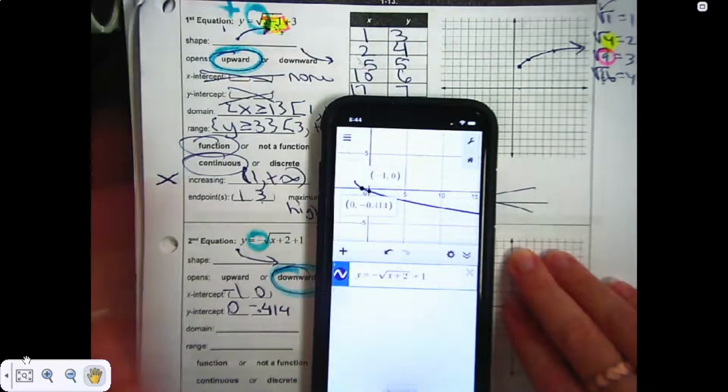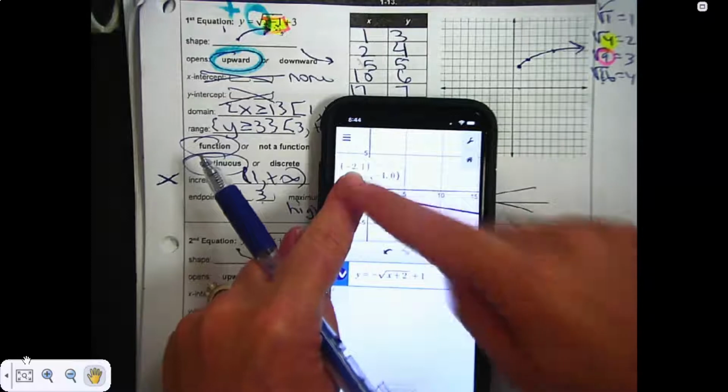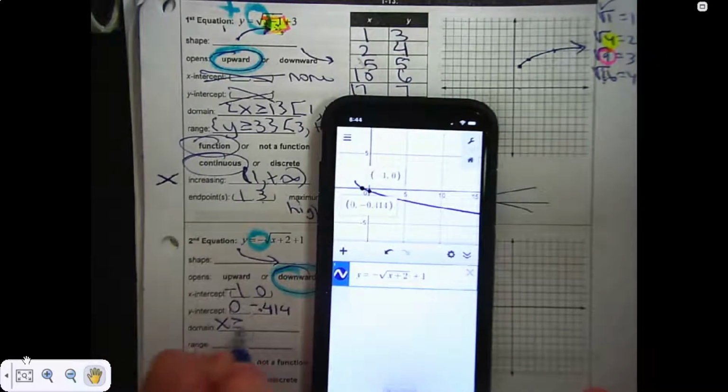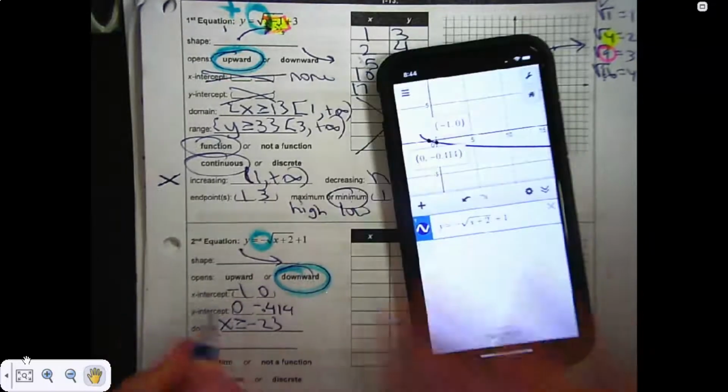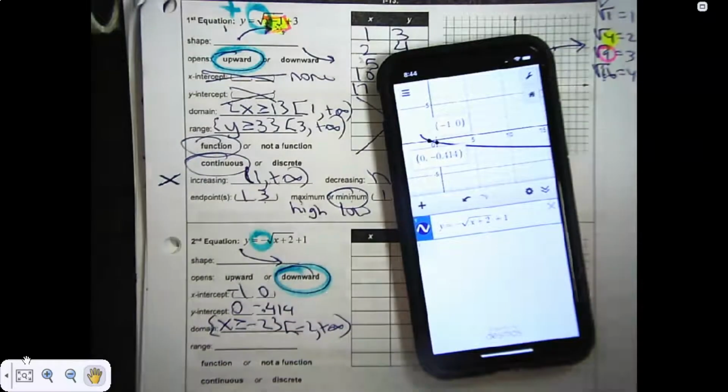The domain. Okay, domain is everything to the left, everything to the right. It starts this way, and don't say goes down. Say goes to the right, because domain is right. So that means x is greater than or equal to negative 2. Negative 2, positive infinity.